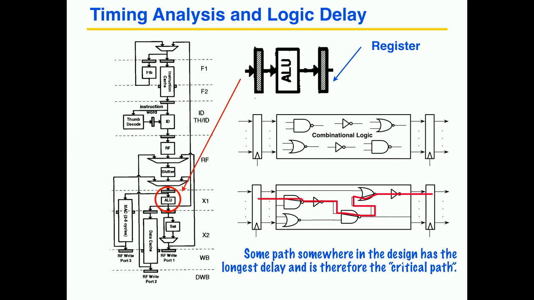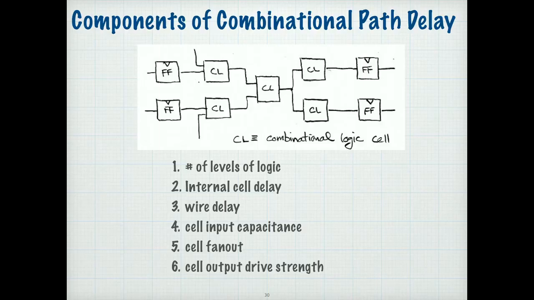So I'm going to summarize what contributes, and the path kind of looks like this. What contributes to the logic delay in that path? We talked about the flip-flop delay, but the combinational path delay has a few components to it. One is how many levels of logic. If you go through more levels of logic, obviously you have more delay. There's the delay of the internal cells. In an FPGA, these could be the logic blocks. In an ASIC, these would be the standard cells. Each one has its own internal delay.